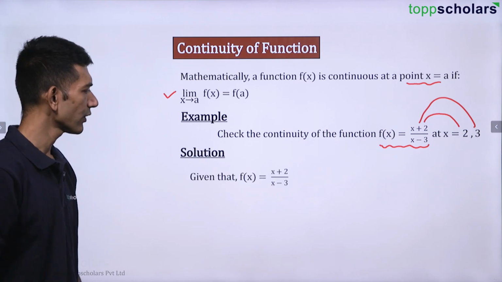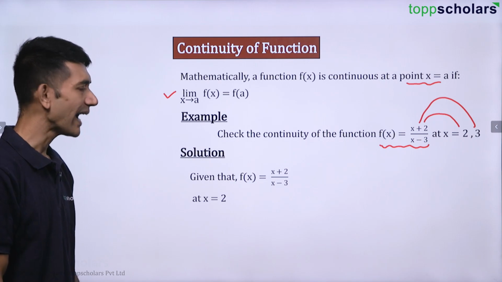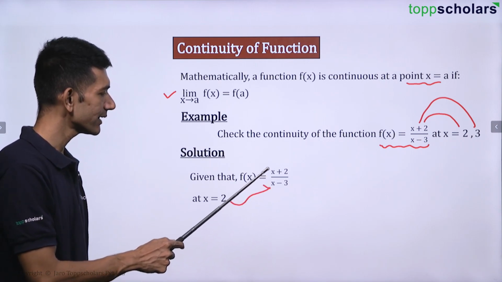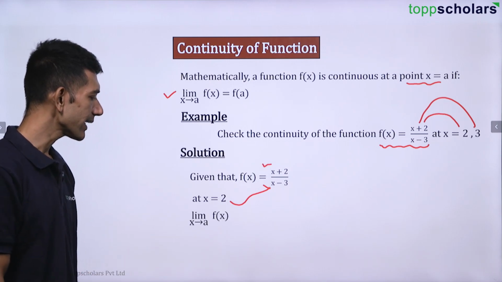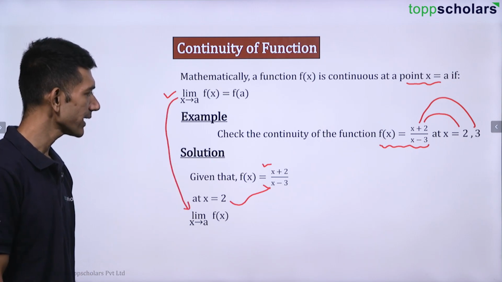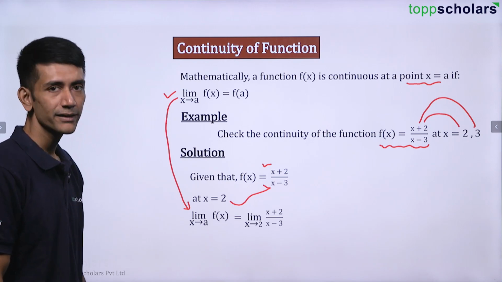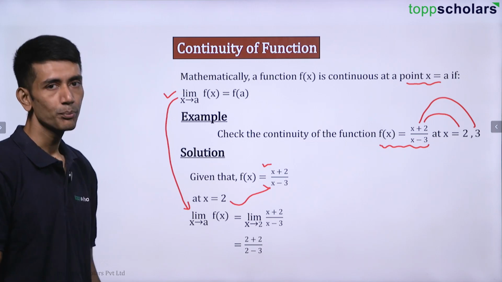and then at 3. So what are we going to do? Let's see. We're already given the function f(x) = (x + 2)/(x - 3). So at x = 2, we'll put x as 2 over here. So wherever there is x, you put 2, right? And then find the limit as x tends to a of f(x). So the limit as x tends to 2 of (x + 2)/(x - 3), we will put x as 2.